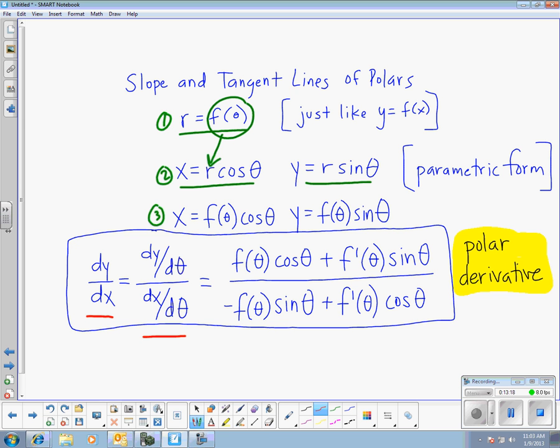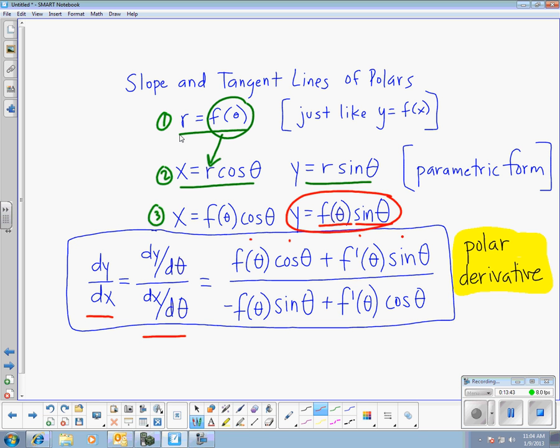And then we just need to take the derivative of y. Here's y, and its derivative is based on the product rule. First times derivative of the second plus second times the derivative of the first. So here's the first, here's the derivative of sine, here's first and here's second. First times the derivative of the second plus the second, which is sine, times the derivative of the first, which is f prime. And we do the derivative of x similarly.